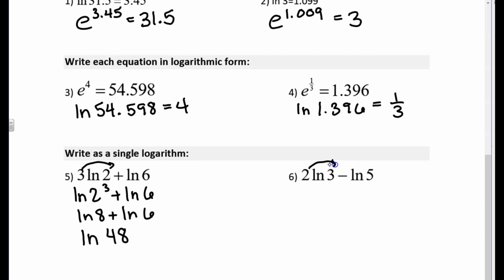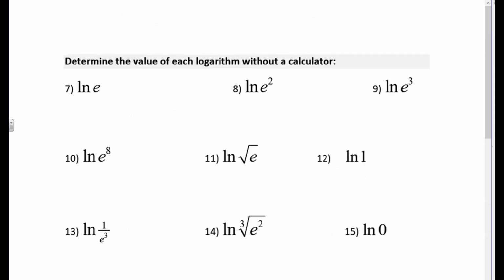Do the same thing here, pull that in there, so I get the natural log of 3 squared minus the natural log of 5, or the natural log of 9 minus the natural log of 5. Use division, it's the natural log of 9/5. So let's now work on solving some of these. Just like when we were doing normal logs, we set these equal to x, so I would then flip it into exponential form. I get e to the x equals e, because my base here is e. Well, there's a hidden 1 there, therefore x equals 1.